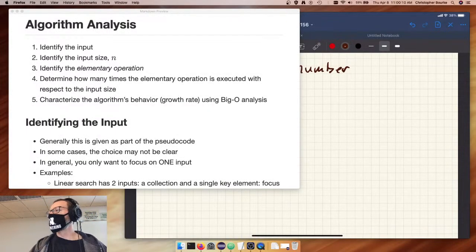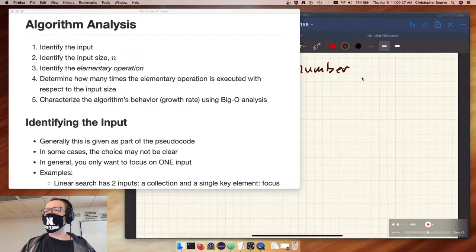Alright, so today we're going to continue on algorithms and algorithm analysis. We left off last time by talking about the 5-step process, and we started going through each one of those steps individually. Remember that we are on Piazza. If you have any questions, go ahead and post those to Piazza.